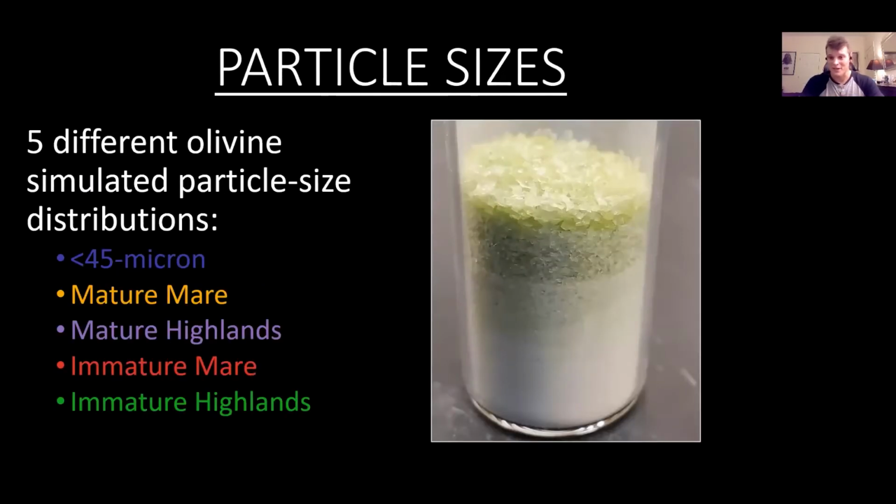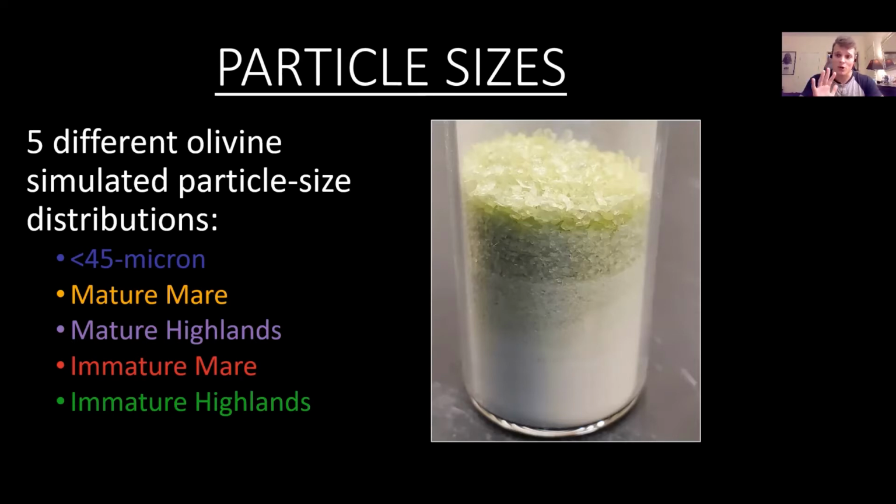So on the right here, we have a picture of a whole bunch of olivine of different particle sizes. You can see from fine at the bottom all the way to much coarser at the top. So all of our minerals that we're using in our samples here are olivine. They're all olivine. We're not using any actual lunar simulated material or lunar material itself.